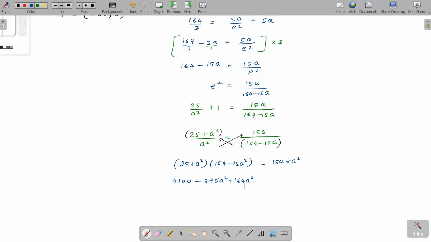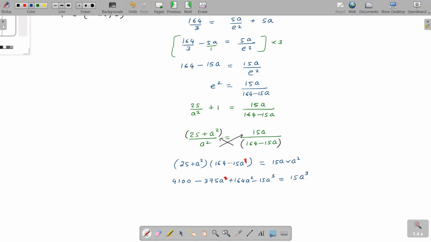Yeah, this is 164 minus 15A. Yeah. Okay, so I made a mistake. This should be 164 minus 15A. So then this is 25 into 164, 4,100. 25 into 15 is 375A. A square into 164, 164A square. 15A into A square is minus 15A cube, equals here also 15A cube.